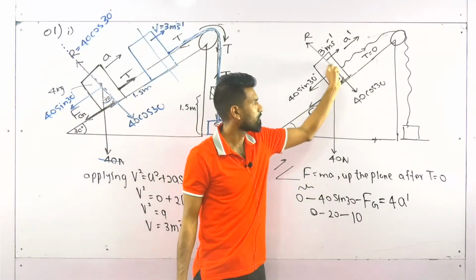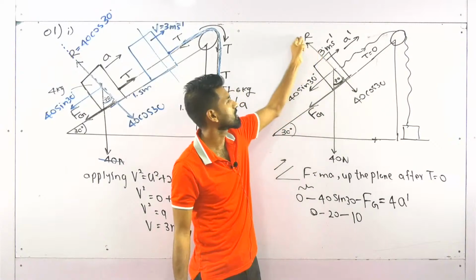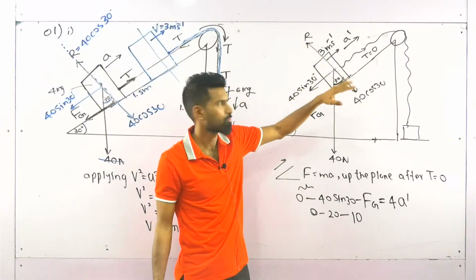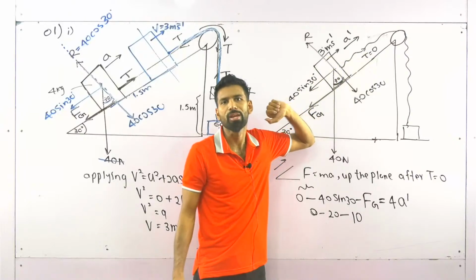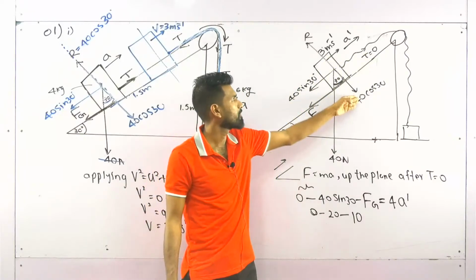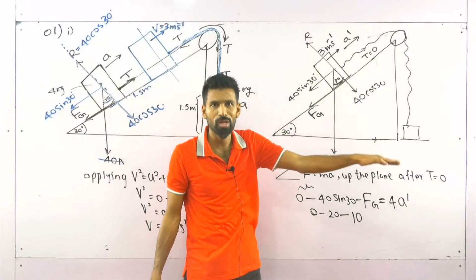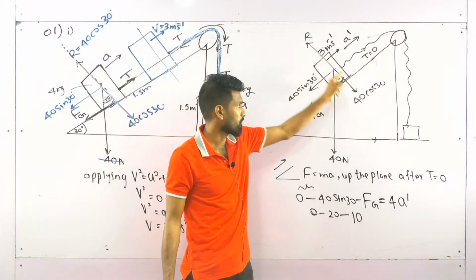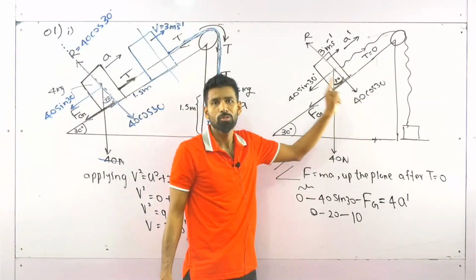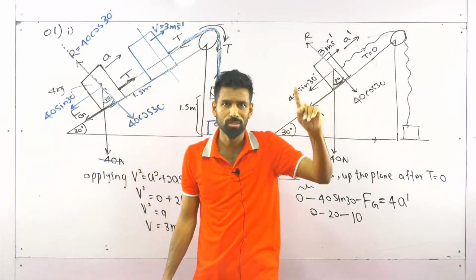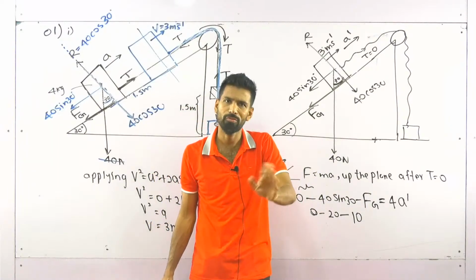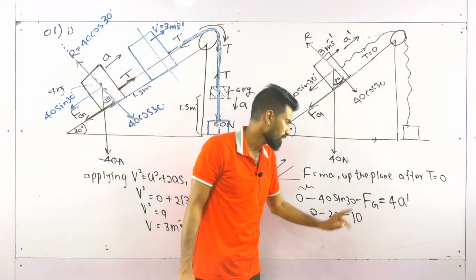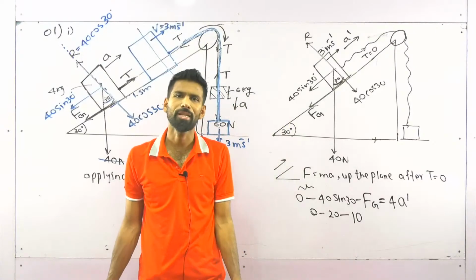To this direction, 40 cos 30. To this direction, it's R. They are not moving in a direction perpendicular to the inclined plane. So there's no motion perpendicular to the plane even in this situation. So R should cancel out with 40 cos 30. So R will have the same value 40 cos 30, and the frictional coefficient is also having the same value. So the friction won't change. It is 10 again. You have to understand that.